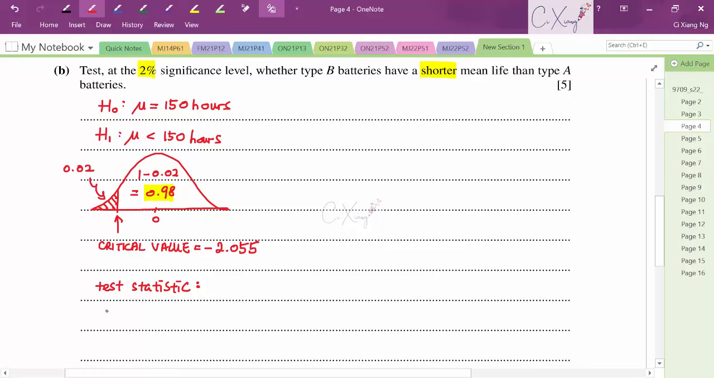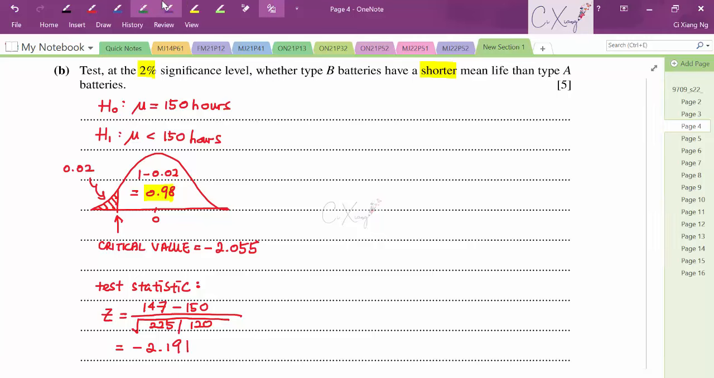To get the test statistic, the formula is the sample mean. What is my sample mean here? It should be 147, like what I mentioned just now. That will be the sample mean minus the population mean divided by the standard deviation over square root n. We don't have the standard deviation, we only have the variance, which is 225. So I will take square root 225 divided by the sample size, which is 120. If I simplify everything here, I will get a test statistic equal to negative 2.191.